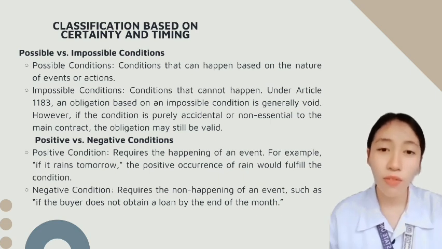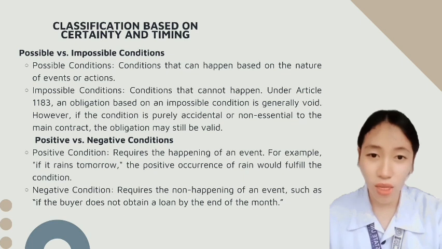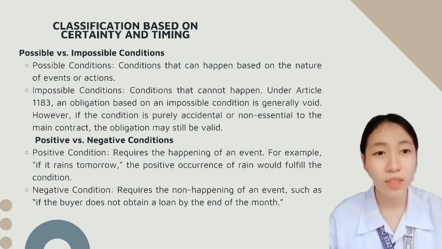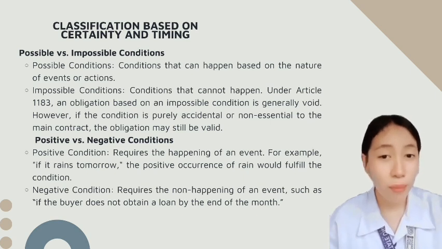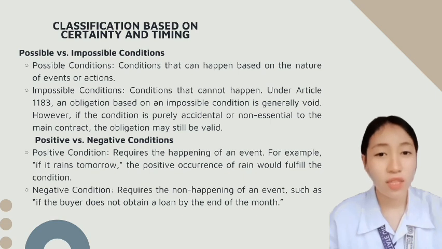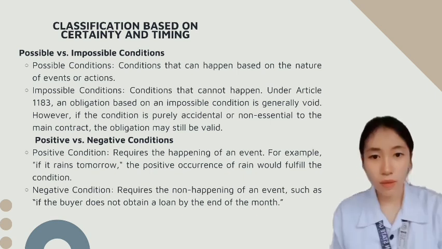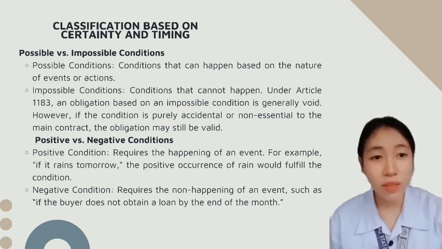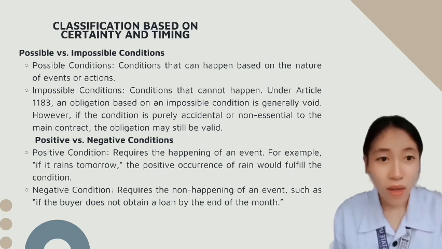So let's move forward to the negative condition. The negative condition requires the non-happening of an event, such as if a buyer does not obtain a loan by the end of the month. So that was a negative condition. The example is if Lisa does not fail in a subject this semester, her parents will buy her a car.